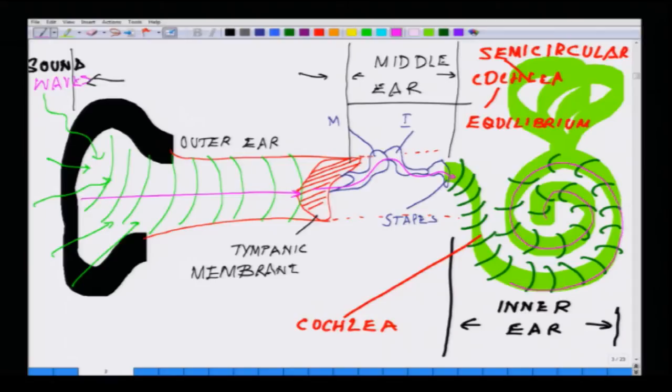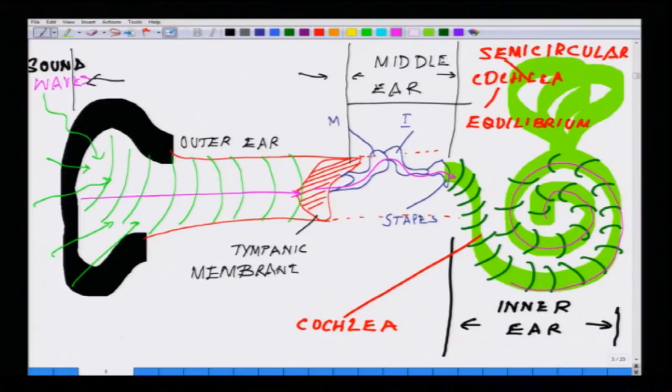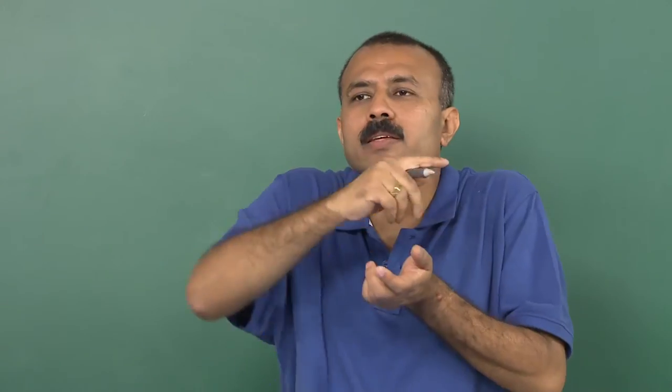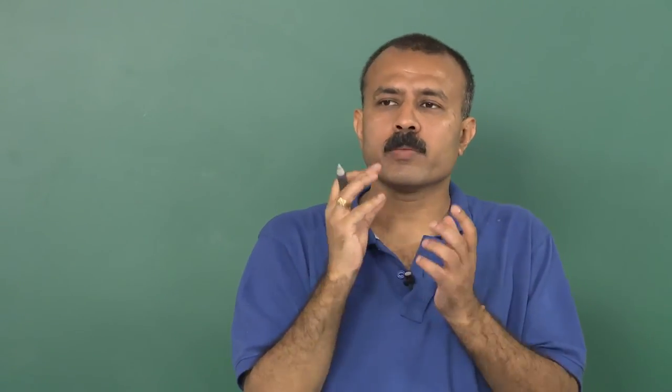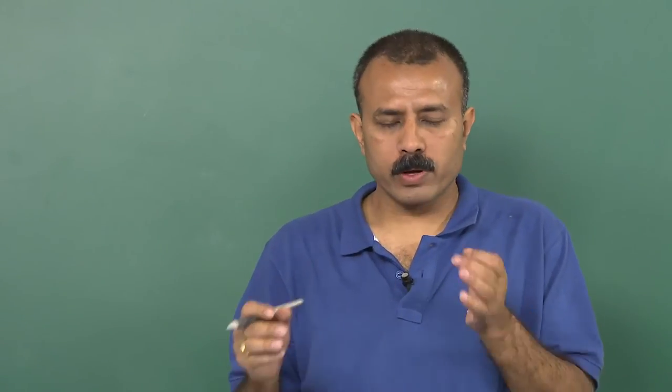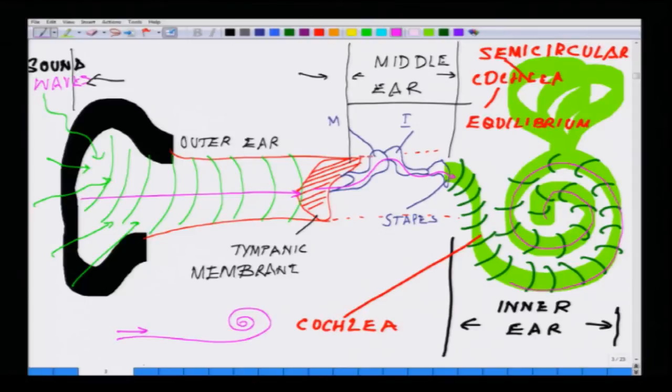spiral flute like structure. You must have seen those, the kids have those, they blow from here and it flattens out, and then it comes back to its original position. It is a very similar structure to that. So, imagine the cochlea is a very similar structure like that. Okay. Now, from here we will be moving on.